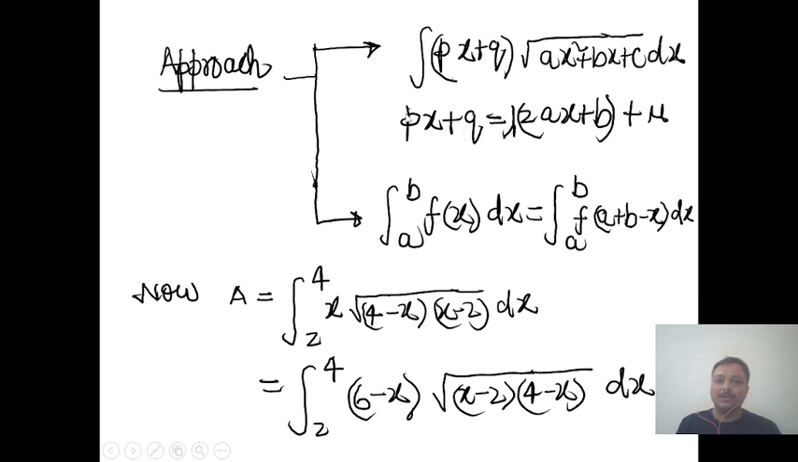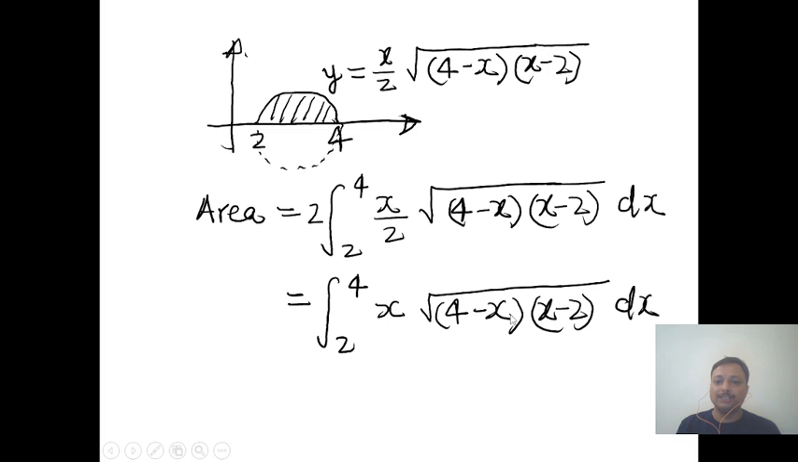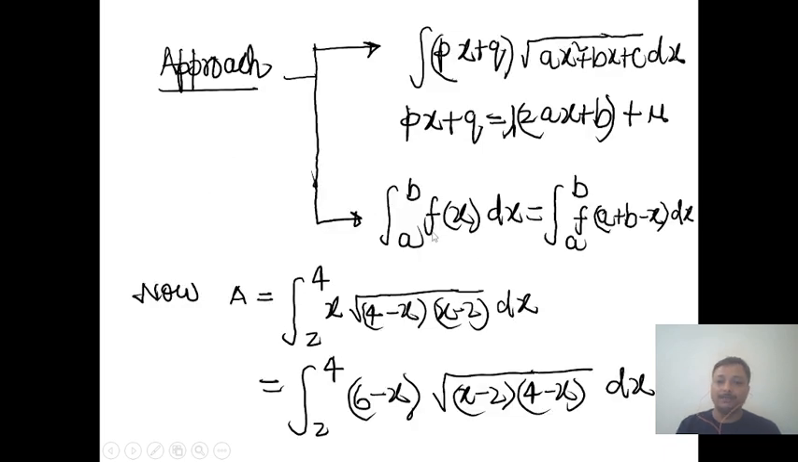So what we will do, this is a definite integration, so we will use a property of definite integration that is very general: the integral from a to b of f(x) dx is equal to the integral from a to b of f(a plus b minus x) dx. So we will be using this. Here a and b are 2 and 4, so 2 plus 4 is 6, and we put 6 minus x in place of x. So 4 minus (6 minus x) is x minus 2, and x minus 2 becomes 6 minus x minus 2, which is 4 minus x, times (6 minus x), dx.